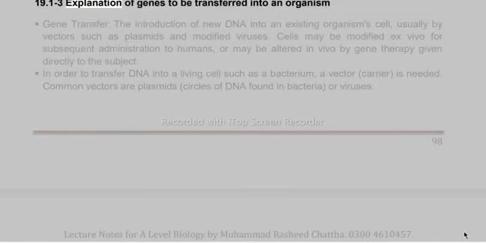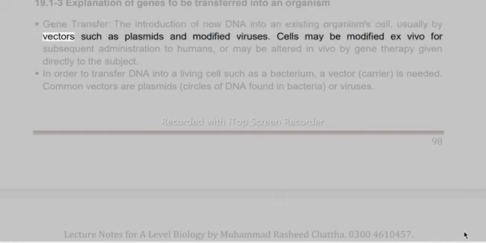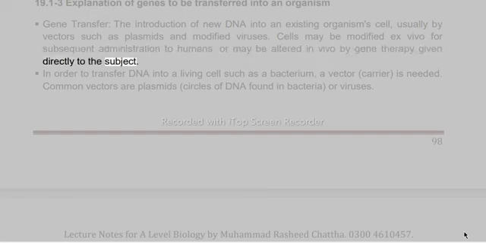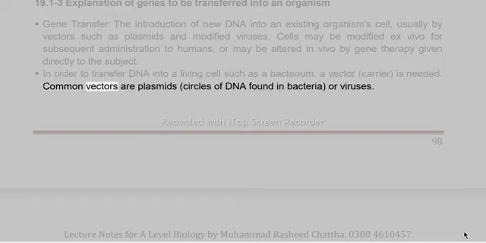19.1.3 Explanation of genes to be transferred into an organism. Gene transfer is the introduction of new DNA into an existing organism's cell, usually by vectors such as plasmids and modified viruses. Cells may be modified ex vivo for subsequent administration to humans, or may be altered in vivo by gene therapy given directly to the subject. In order to transfer DNA into a living cell such as a bacterium, a vector, or carrier, is needed. Common vectors are plasmids, circles of DNA found in bacteria, or viruses.